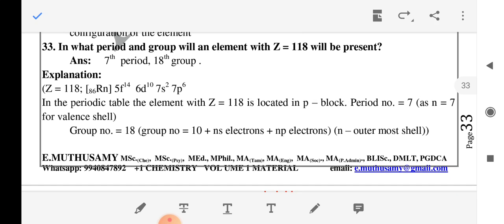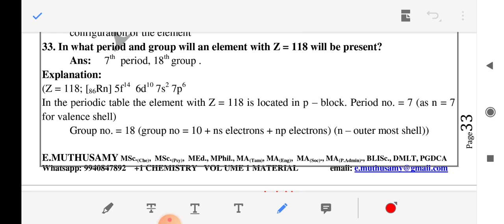The next question: what period and group will the element with Z equal to 118 be present in? So the answer is the 7th period and the 18th group. The explanation is that atomic number 118 means the electronic configuration is radon 5f14 6d10 7s2 7p6. In the periodic table, element 118 is located in the p block, period number 7, as n equals 7 is the valence shell. The group number is 18, that is 10 plus ns electrons plus np electrons, where n is the outermost shell.